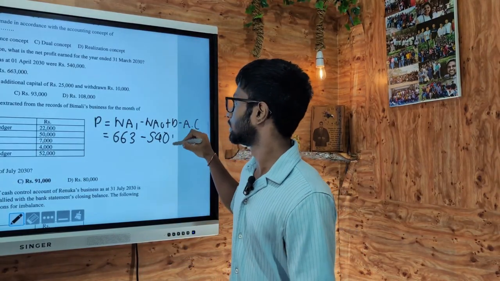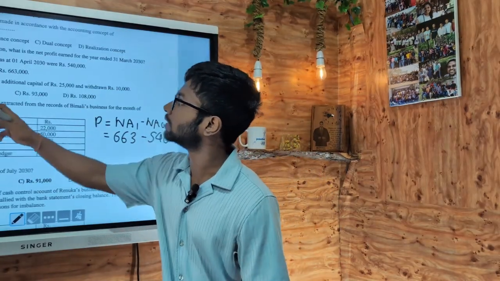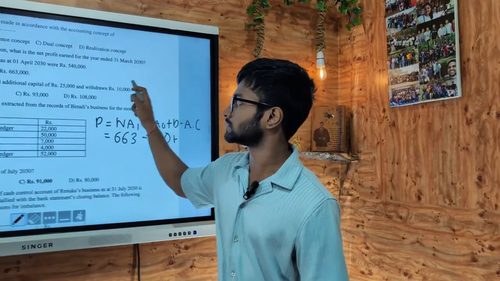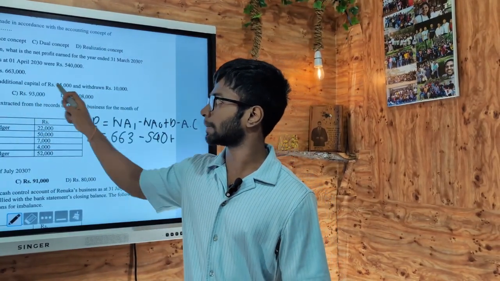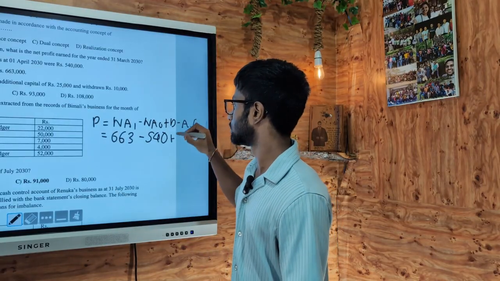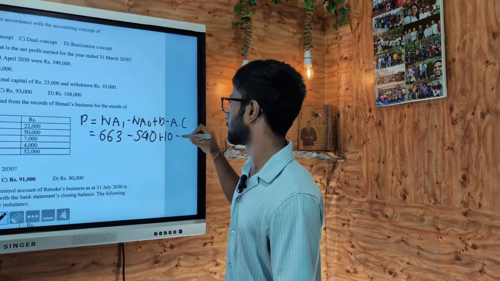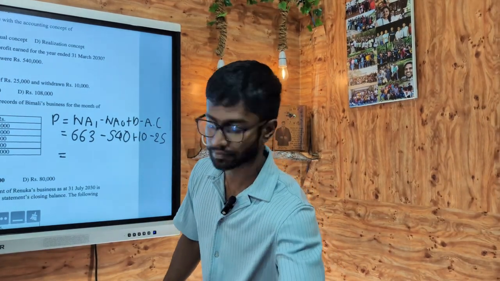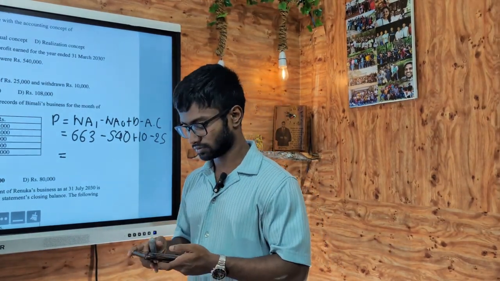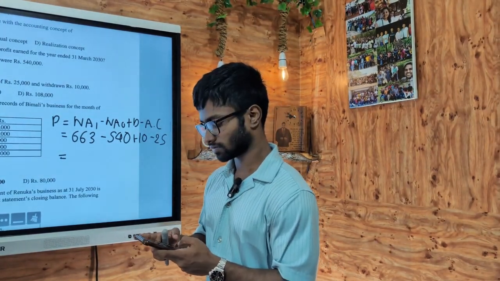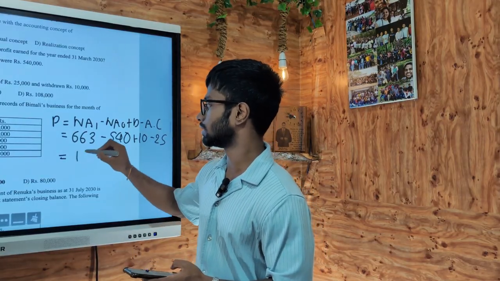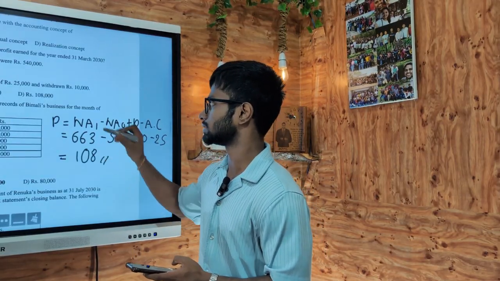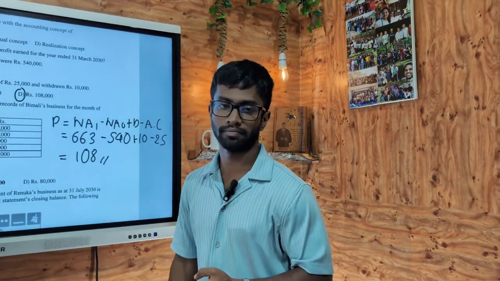and here we have drawing 10,000, withdrawn 10,000, and additional capital 25,000. Drawing 10, additional capital 25. Then we can simplify this and get your profit. So you should be getting 108 as the answer. This is answer number D.